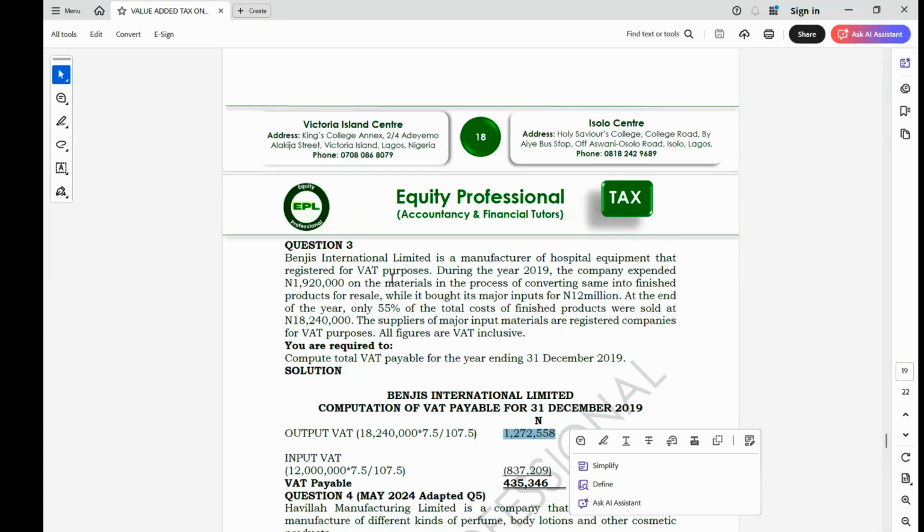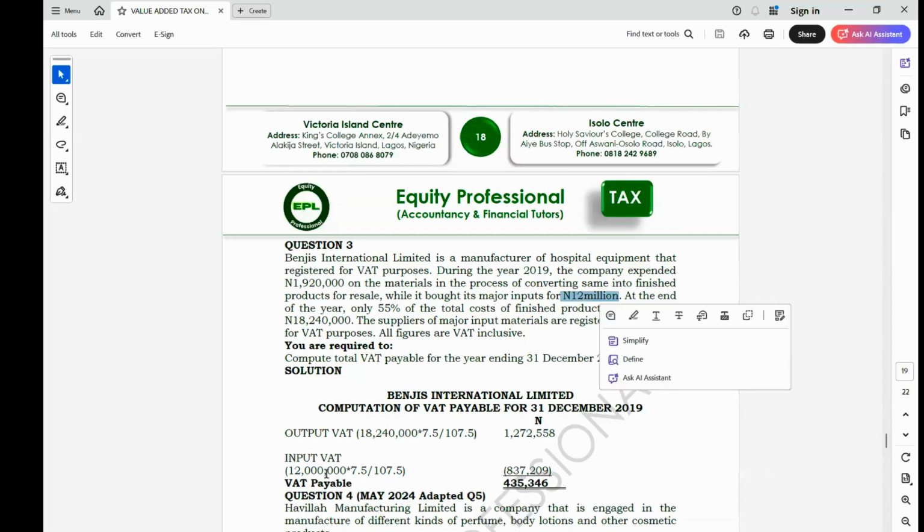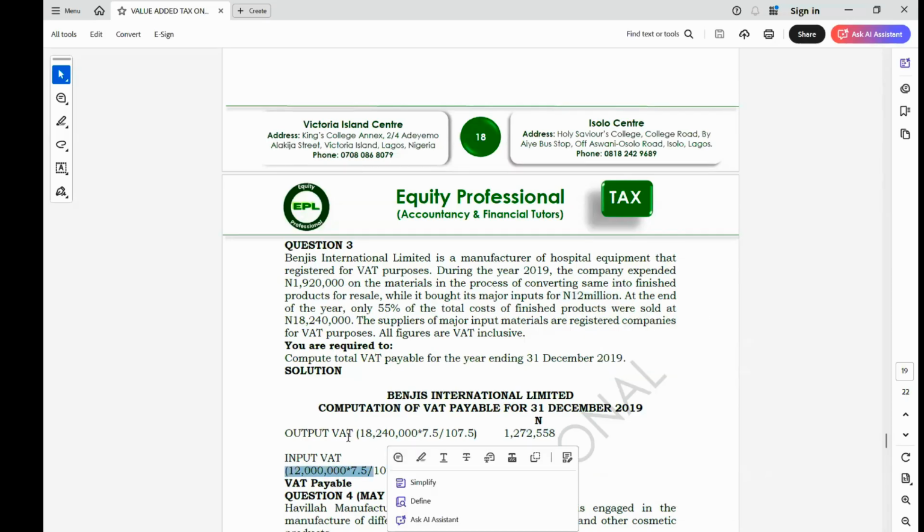In the process of converting same into finished product for resale, while it bought its major input for 12 million. The item that we converted was bought for 12 million naira. That 1,920,000 was incurred after we had bought that item that we want to convert. That means we did not suffer any VAT on that 1,920,000. We only suffer VAT on 12 million naira. So input VAT will be on the purchases of 12 million naira, and we are told it's VAT inclusive. That will be 12 million times 7.5 divided by 107.5.